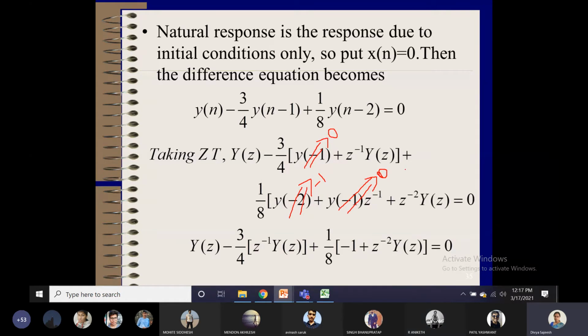Ma'am, why are we putting x of n equal to 0? It is the natural response of the system. Natural response means due to the stored energy in the system, that only we will take. We will not apply any input to the system. So x of n is your input, so x of n minus 1 and all will be 0. There is no input to the system. Okay, ma'am.